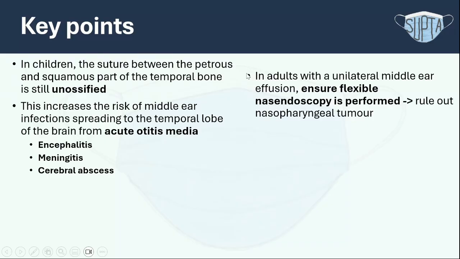And someone just said obstructing the eustachian tubes. Yeah, that's exactly right. So it's obstructing the eustachian tube, and that's why you get that unilateral presentation of glue ear essentially. Well done.